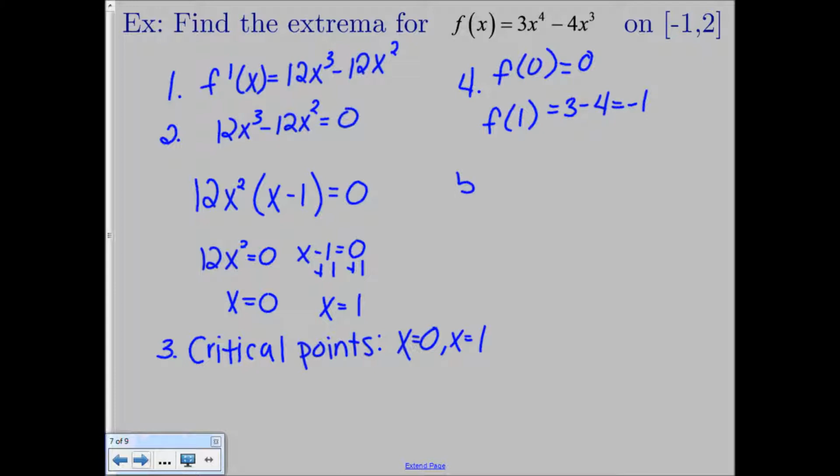And now we also said on a closed interval that we needed to look at the y value of our endpoints. So we need to find f of -1 and f of 2, so that way we can compare all of these values.